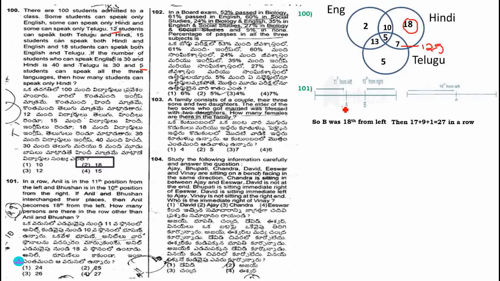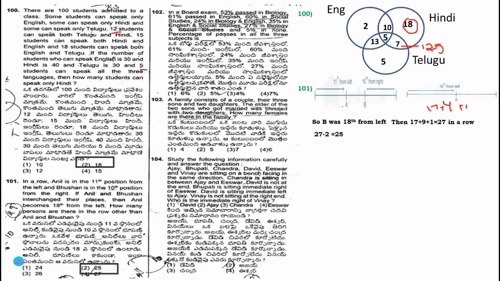How many will be there? Now 18 means before him how many are there? 17 are there. Now he is 10th from the right. So totally how many are there? 9 people are there on that side and including him 1. So totally how many people are there in that row? 17 plus 9 plus 1, 10 plus 17, that is 27 are there in the row. Now what they asked in the question: how many are there in the row other than Anil and Bhushan? So total 27. From that remove Anil and remove Bhushan. So remove 2, the answer is 25.